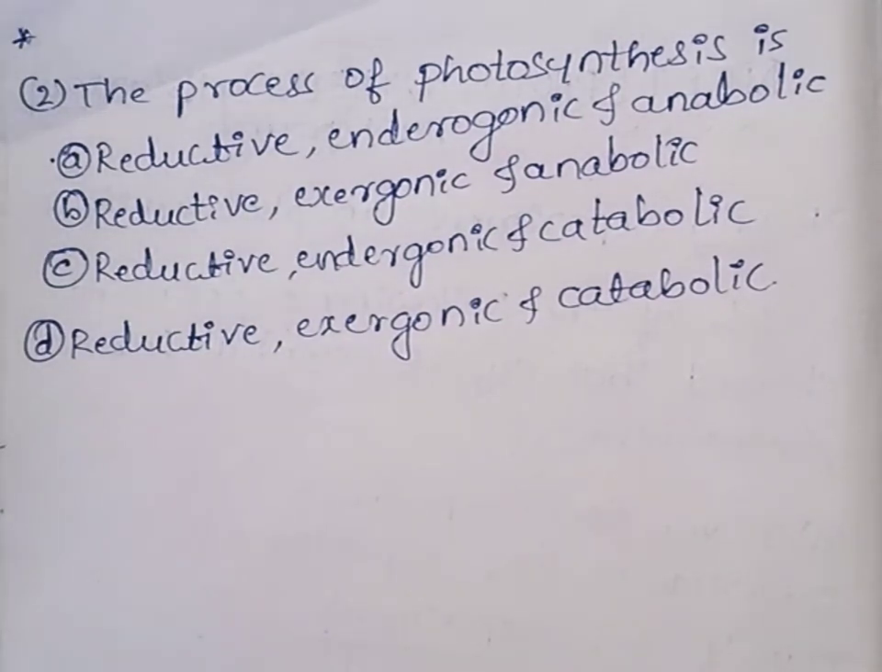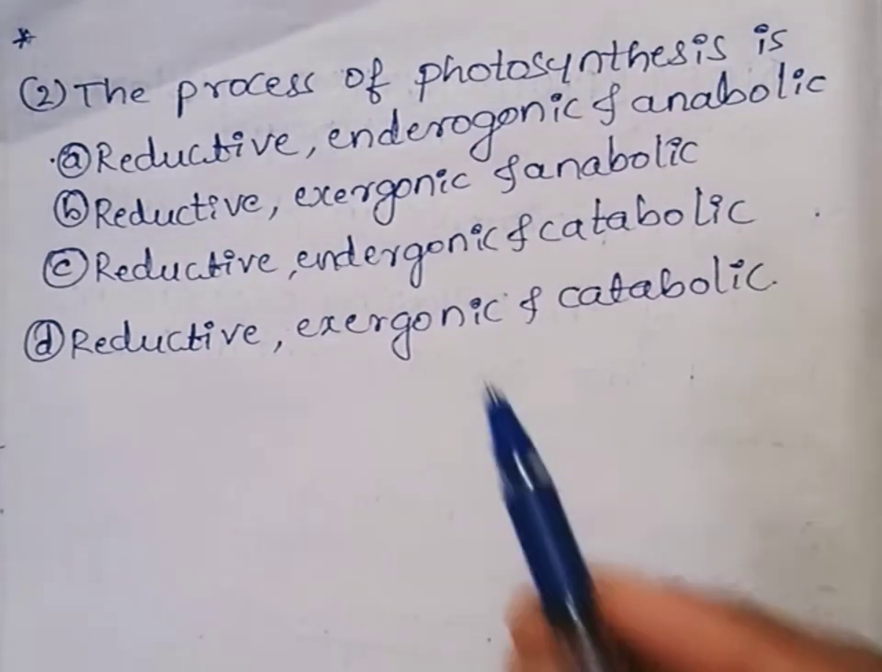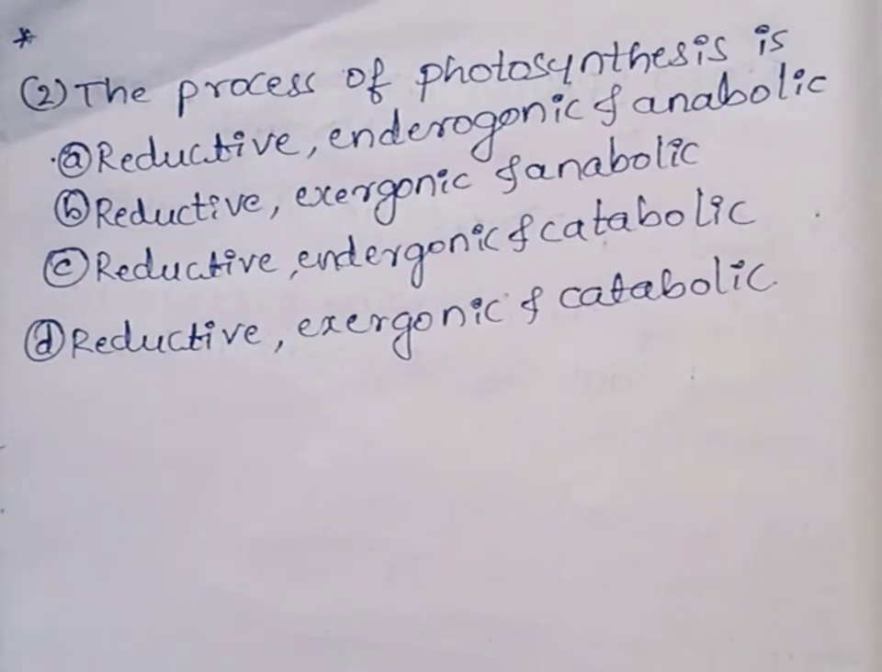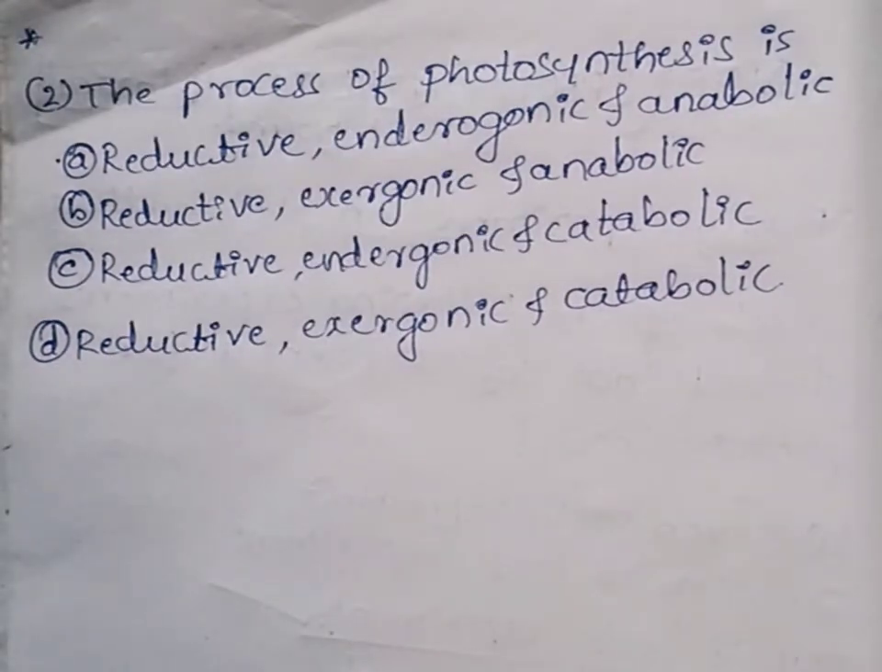Next, what is the meaning of endergonic and exergonic? The endergonic process is one which absorbs energy to do work, that is, to conduct that process. So those types of reactions are called endergonic reactions. And usually in these endergonic reactions, the free energy of the product is higher than that of the reactants.